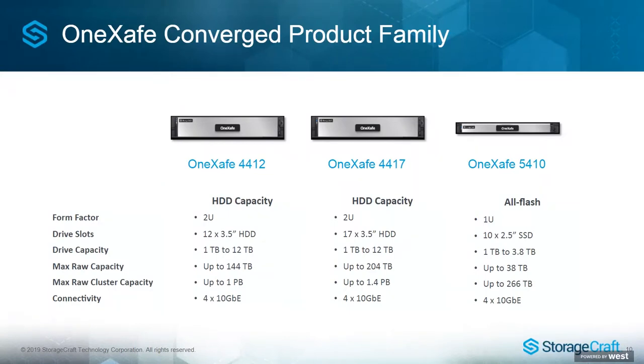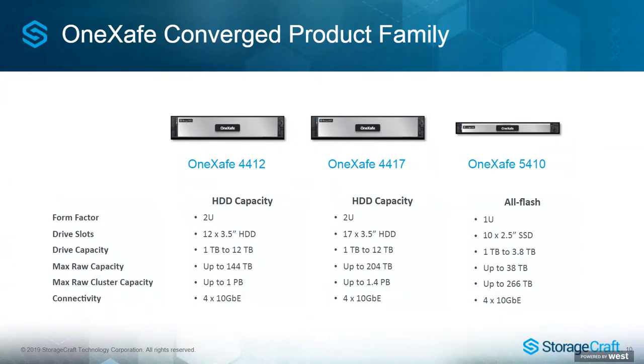The 2 left models are hard drive based models. There's a 12-bay model, which is the 4412, and a 17-bay model, which is the 4417, in the middle. Those afford different capacities, and each of them supports up to 12 terabyte drives, so you can start with a single node and a handful of terabytes, or fully populate with 144 terabytes. Scaling to multiple nodes in the cluster can increase the cluster capacity to a little less than 1.5 petabytes if you're looking at the 4417 model. Depending upon that and your fault domain protection of single drive or dual drive protection, your usable capacity will obviously be less than the raw capacity.